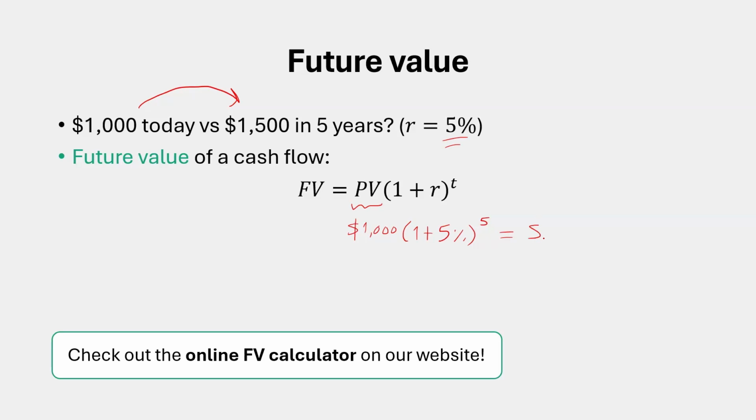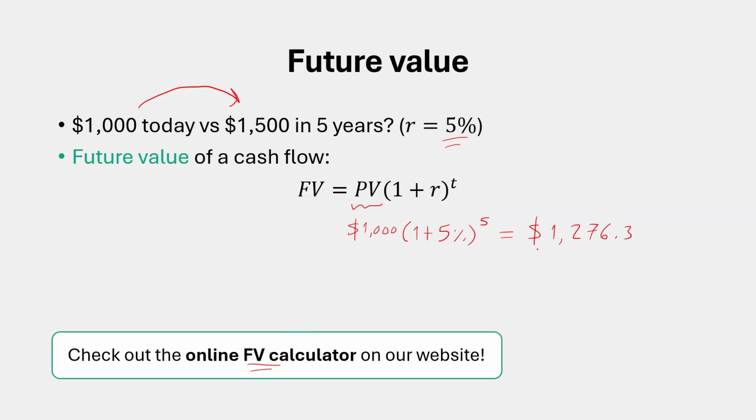And if you do this computation, what you will get is $1,276.30. In fact, on our website, there is a very easy to use future value calculator. I would recommend you check that out. The link is in the video description. That calculator will help you make these calculations instantly.